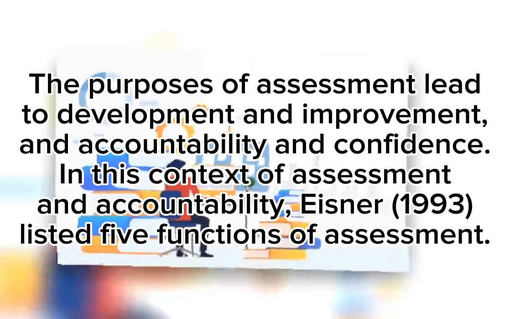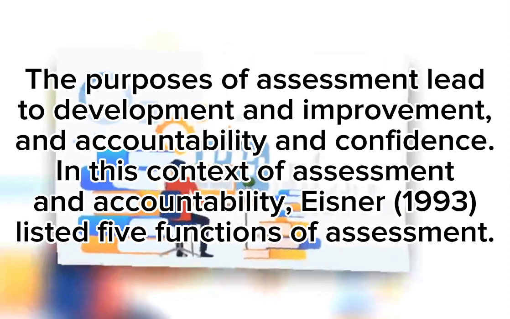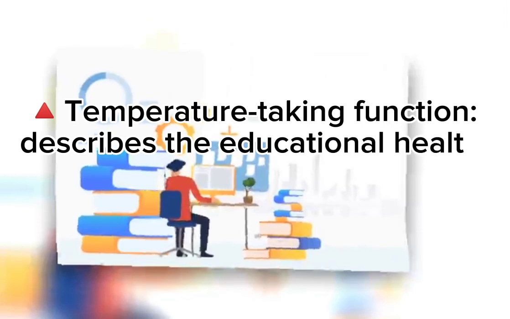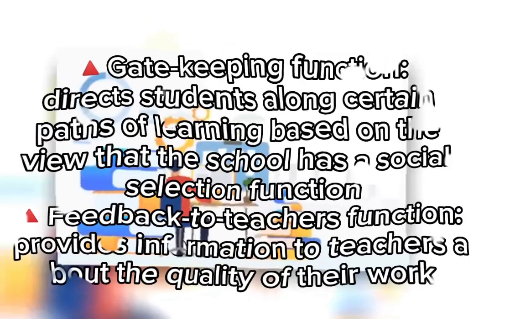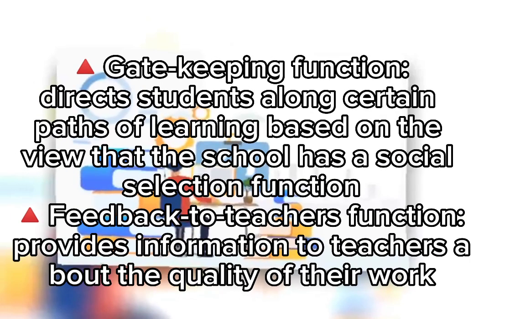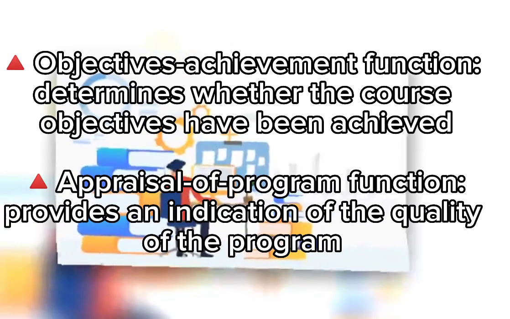In this context of assessment and accountability, Eisner in 1993 listed 5 functions of assessment. Temperature-taking function describes the educational health of the country rather than individual students or systems. Gatekeeping function directs students along certain paths of learning based on the view that the school has a social selection function. Feedback to teachers function provides information to teachers about the quality of their work. Objectives achievement function determines whether the course objectives have been achieved. Appraisal of program function provides an indication of the quality of the program.